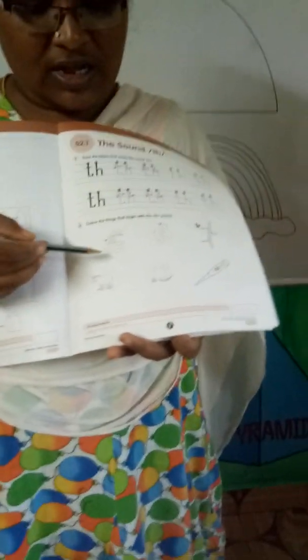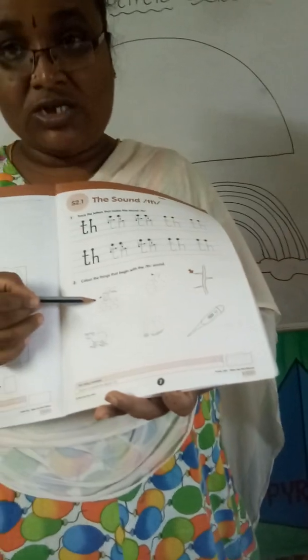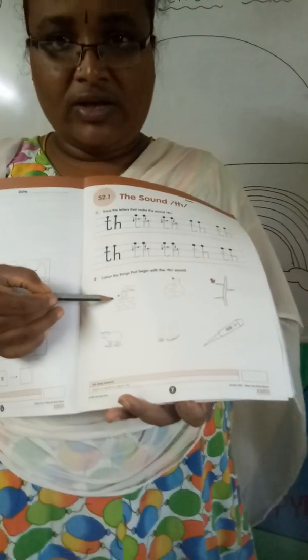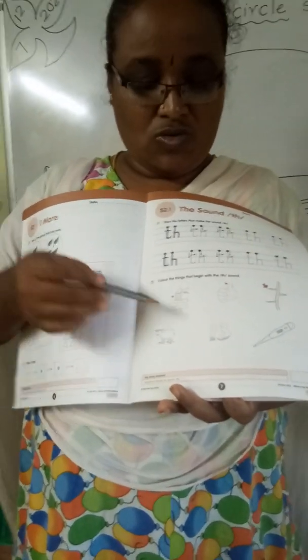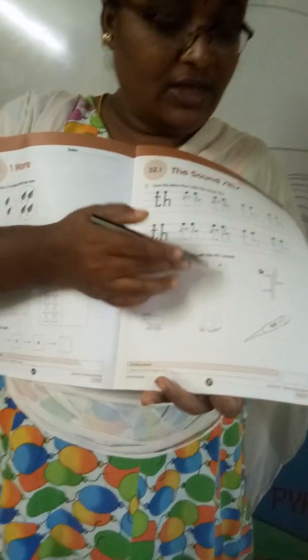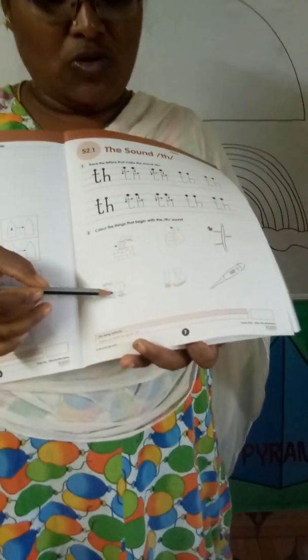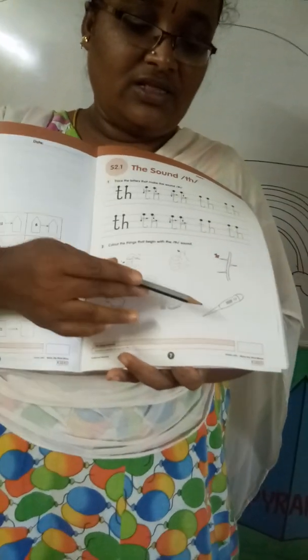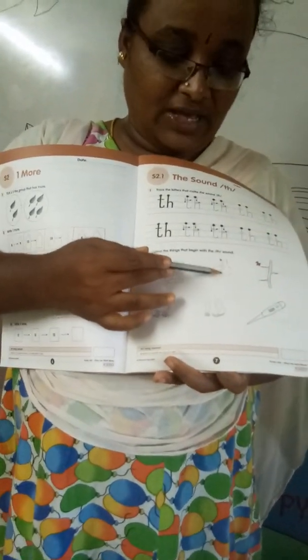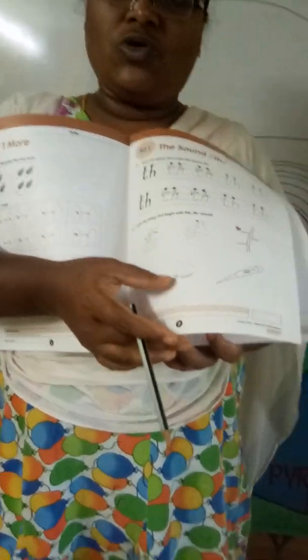Color the things that begin with the it sound. So what are the it related picture? This is what picture? Chimney. Whether it is the related object? No. Yes, the thumb. So we color the thumb finger. Next the thorn. Next the ship. No, wrong. The 13. The thermometer. So the thumb finger, the thorn, the 13, the thermometer. You color it and come to the page number 9.